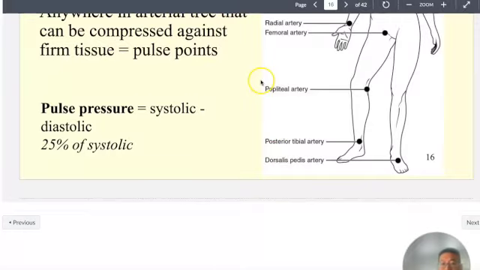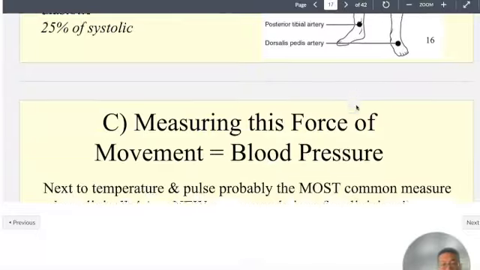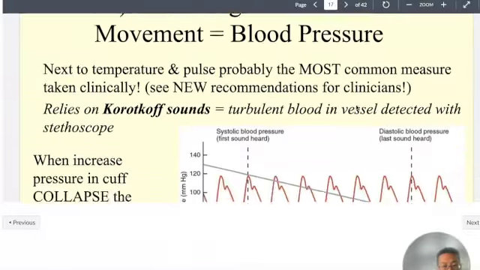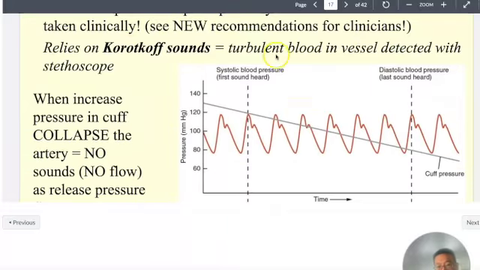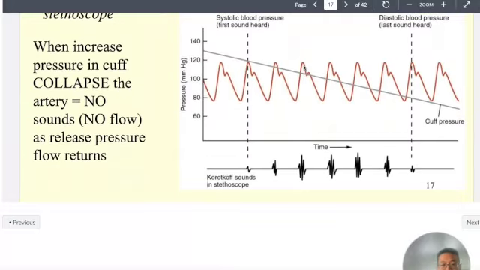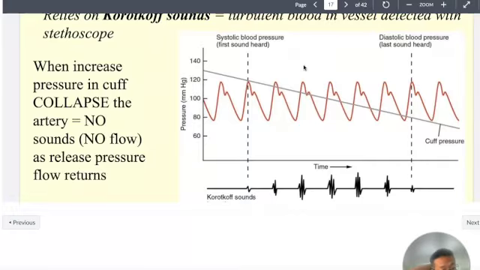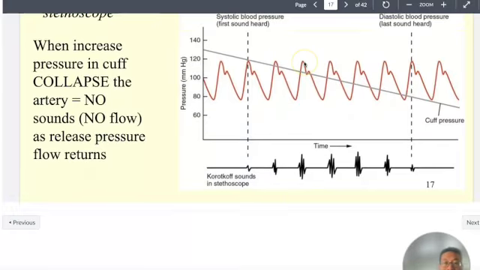How to measure it is usually just 25% of how hard the systole really is. So pulse pressure is usually systolic minus diastolic, usually 25% of the systolic pressure. Okay. To measure this force, there is something called a Korotkoff sound. Okay, Korotkoff sound is when you learn to do blood pressure the traditional way.